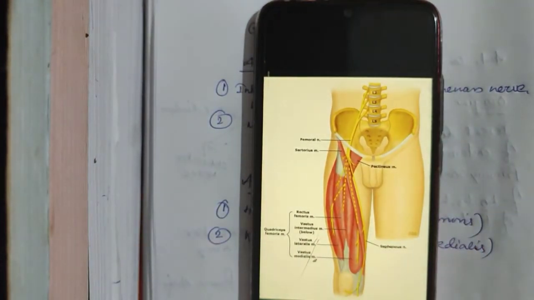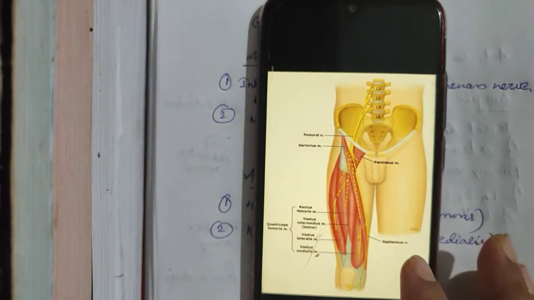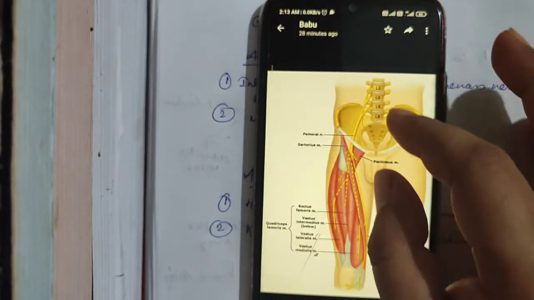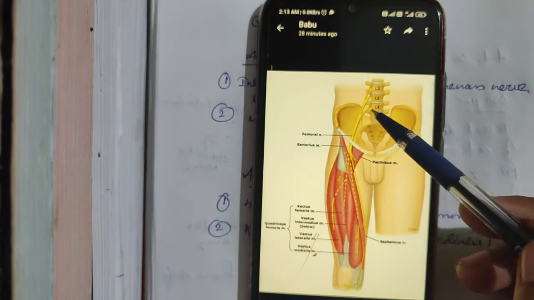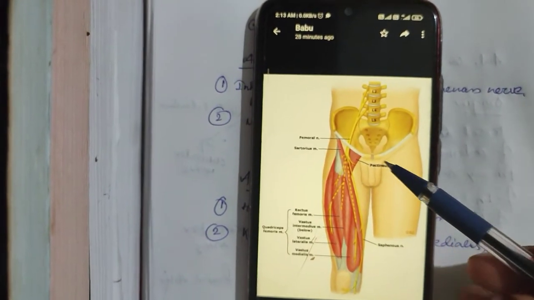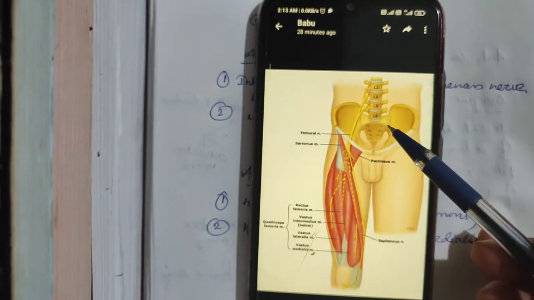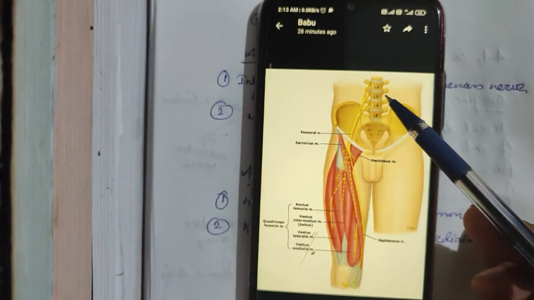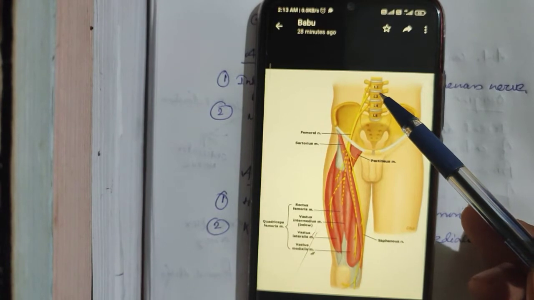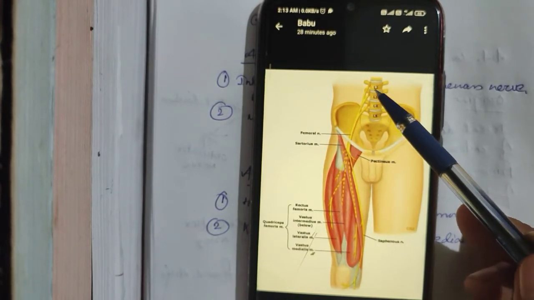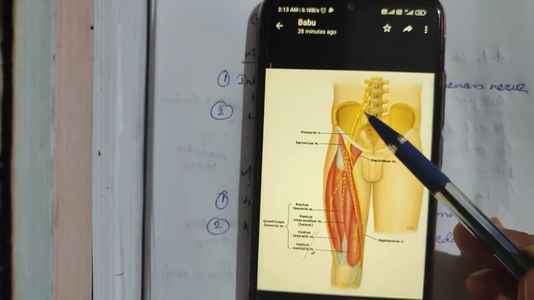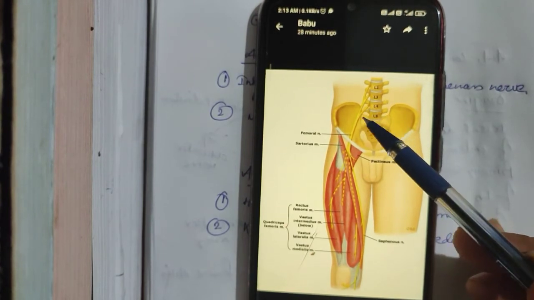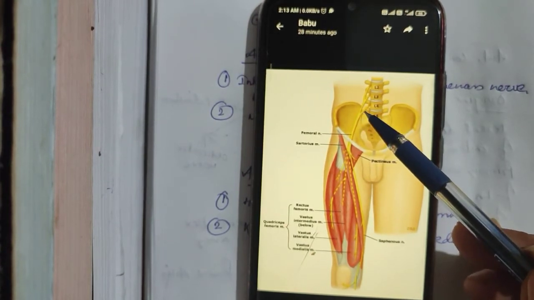Now we can try to understand with the picture. This is the femoral nerve, which comes from the dorsal division of the lumbar plexus, or from L2, 3 and 4. From here the femoral nerve originates.